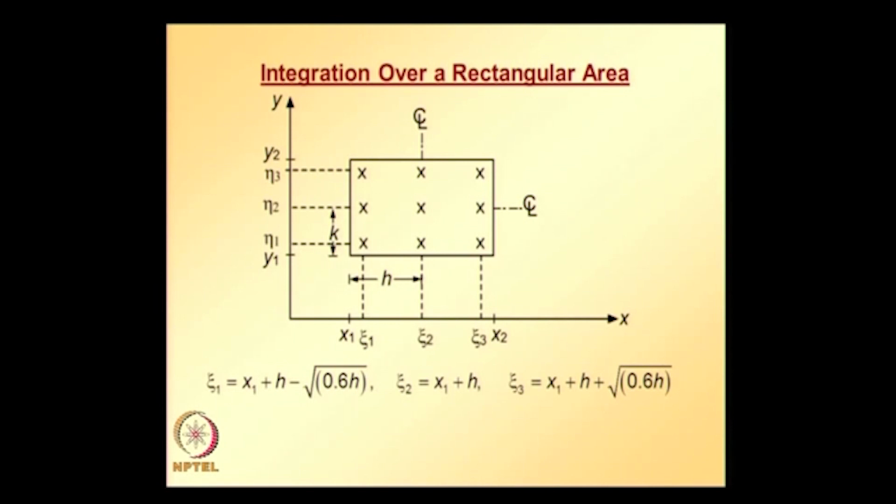These values or these expressions can easily be verified once we know the locations of these integration points. And similarly, what are the weights at these locations? Weight at psi 1 is 5 over 9 times h, h is half the width or the dimension of the rectangular area along x direction, W2 is 8 over 9 times h, W3 is 5 over 9 times h.